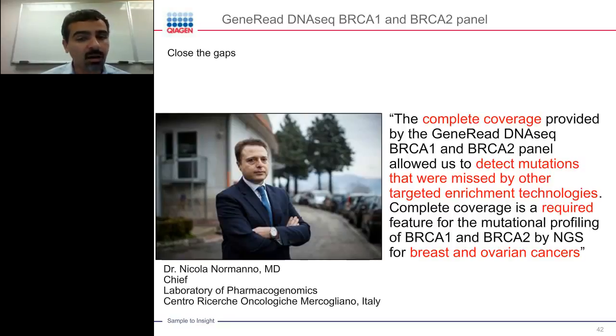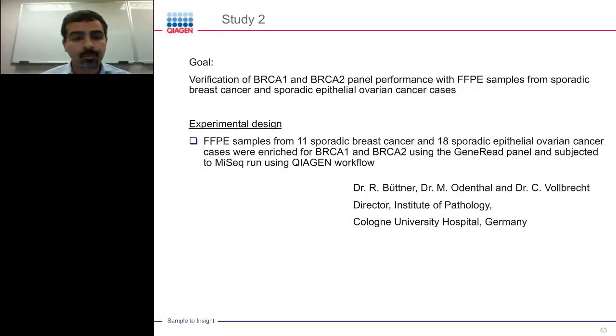Again, the complete coverage of BRCA1, BRCA2 is needed because these are tumor suppressor genes, and you want to be able to call every single base in them. The second study is from Dr. Butner's group in Cologne in Germany. Again, the idea here was the same, to verify the BRCA1, BRCA2 panel performance, but the difference here is that the samples used in the study are FFPE samples, and the sequencing was done on a MiSeq.